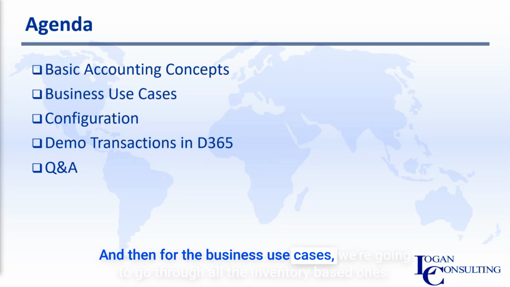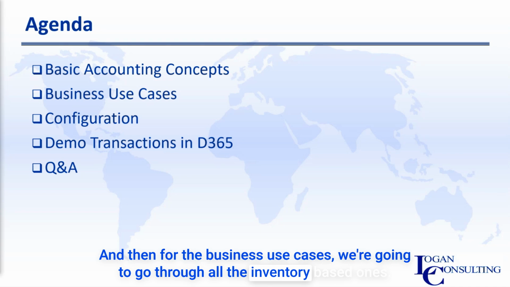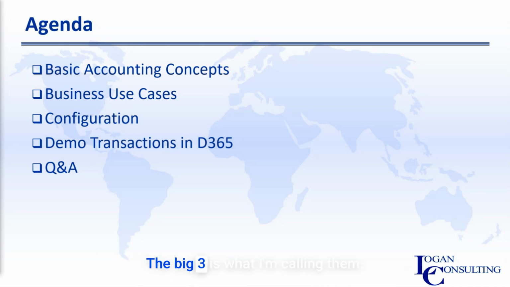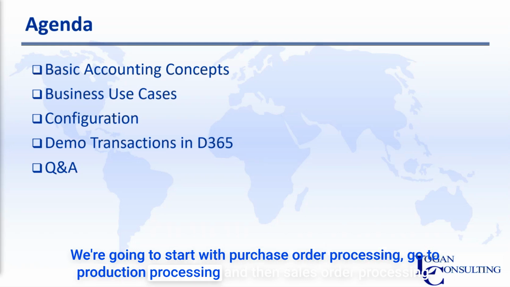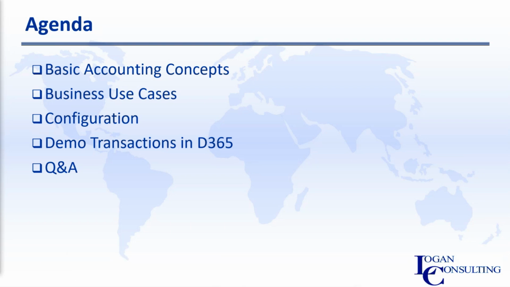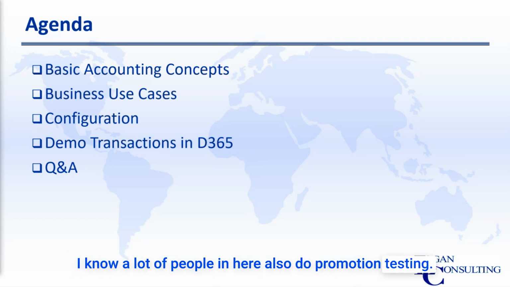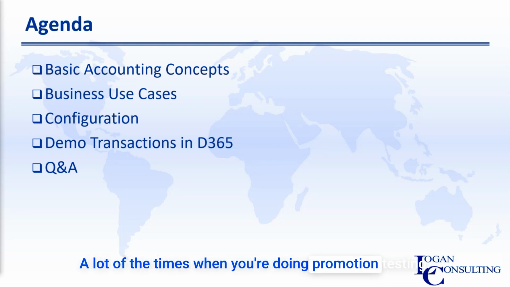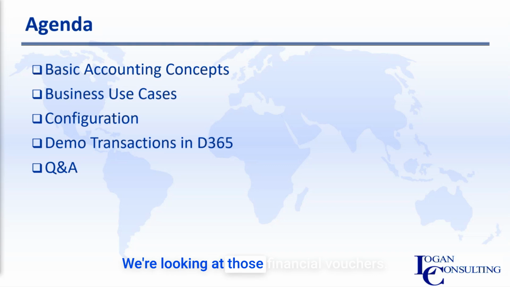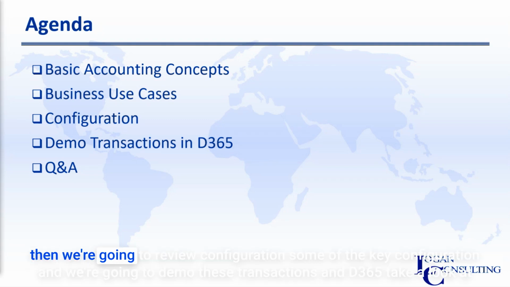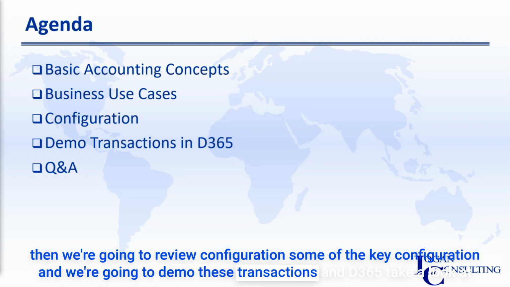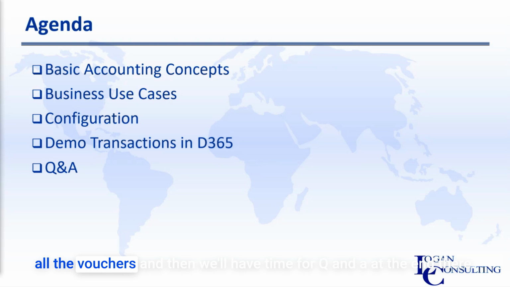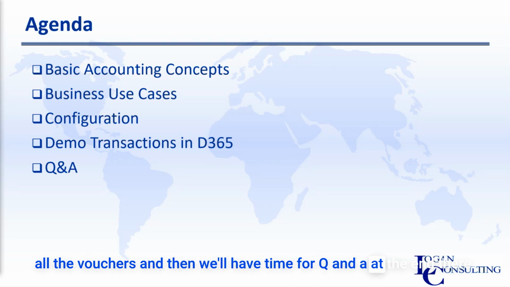And then for the business use cases, we're going to go through all the inventory based ones, the big three, as I'm calling them. We're going to start with purchase order processing, go to production processing, and then sales order processing. I know a lot of people in here also do promotion testing. A lot of the times when you're doing promotion testing, we're looking at those financial vouchers, and a lot of that will be covered in this presentation as well. Then we're going to review some of the key configuration, demo these transactions in D365, take a look at all the vouchers, and then we'll have time for Q&A at the end.